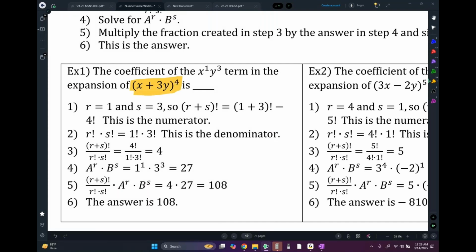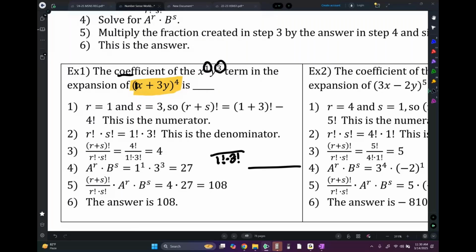What I want you to do, first of all, there's a 1 here and there's a 3 there. And they're going to ask you, what would the coefficient of x to the first, y to the third be? Now, there's 2 parts to this. The first thing you're going to have to do is a factorial. The bottom of the fraction is going to be this factorial times this factorial. So 1 factorial times 3 factorial, okay?